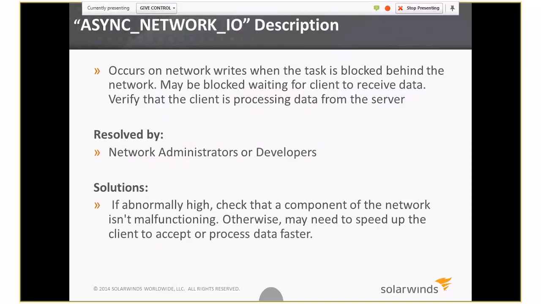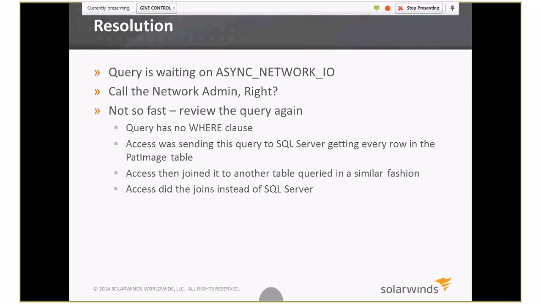I mean, you might want to blame the network administrators, because this async network IO description says it often occurs when a network writes, when the task is being blocked behind the network. It may be blocked waiting for the client to receive data. One of the solutions is to check your network. So let's go blame the network guy. But really what it was is, this query had no where clause.